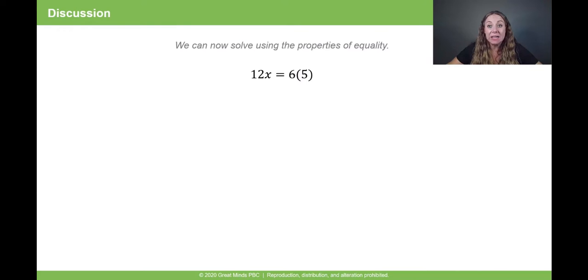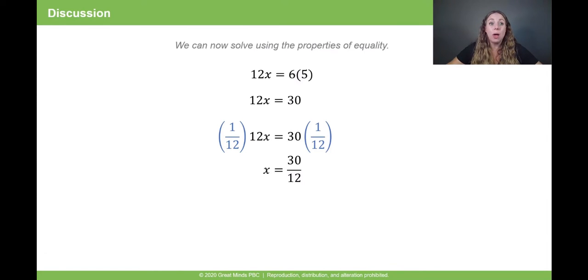6 multiplied by 5 is 30, so 12x equals 30. Next, we multiply both sides of the equation by the reciprocal of 12, 1/12, to find that x is equal to 30/12, which we can simplify to x equals 5/2.